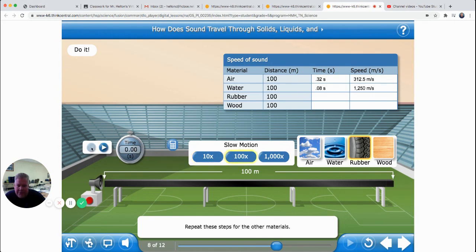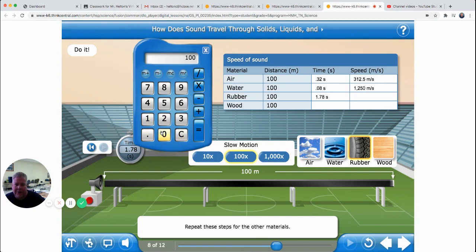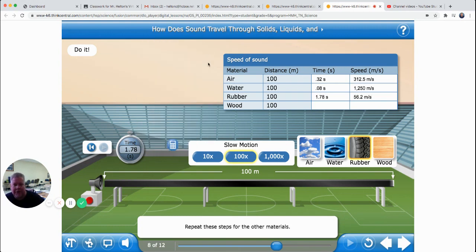0.76. We'll do it 100 times slower. That's pretty slow already. But here we go. Must be something about rubber that makes it travel slowly. I thought rubber was a solid, though. I thought it would go faster. 0.78. Okay. We'll trust this experiment. 1.78 seconds. So now let's do our speed. We're going to clear it out and divide 100 by 1.78. And that's not going to be nearly as fast as the others. That's just 56.2 meters per second. That doesn't make sense to me. But we'll trust this experiment for now.